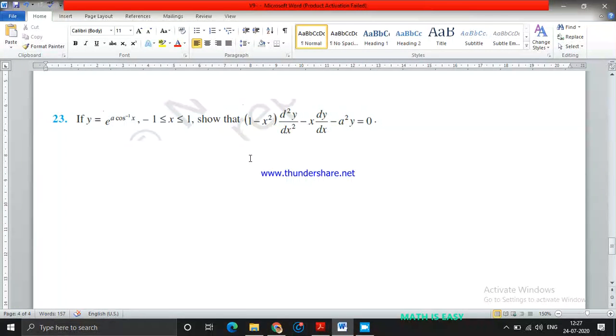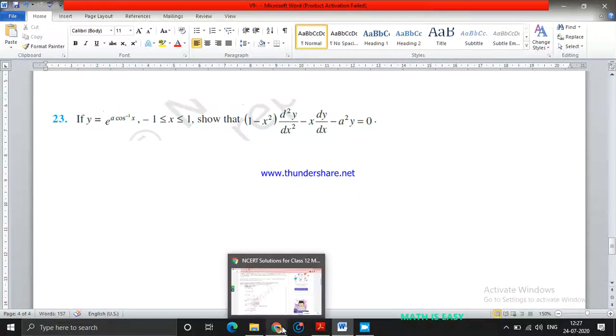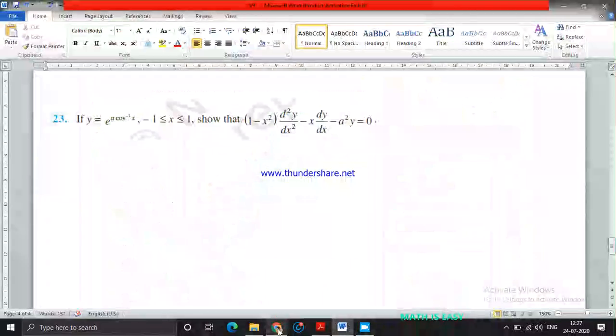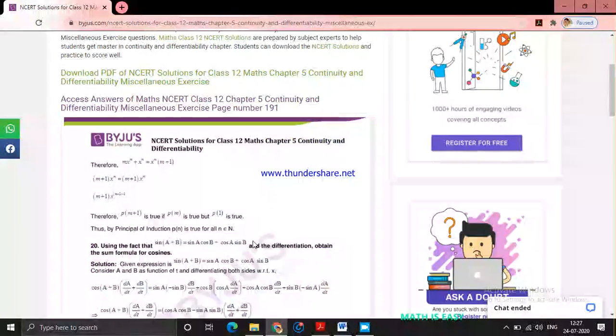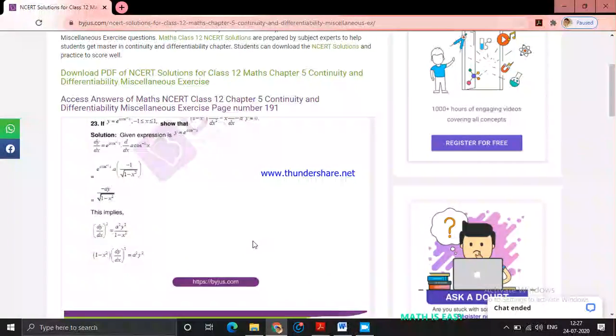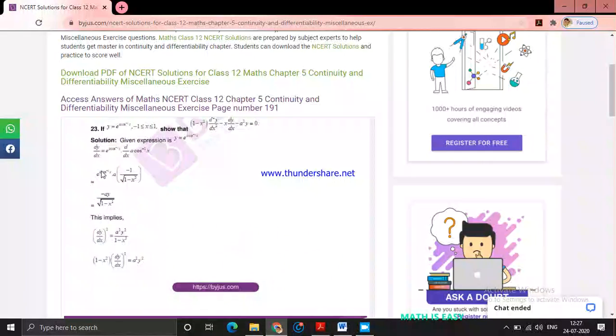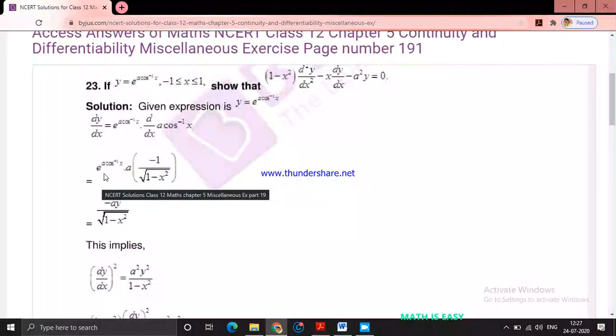I have one more question, you can try thinking. E power theta, derivative of e power theta is e power theta into derivative of theta. Derivative of theta means derivative of a into cos inverse x. I'll show you, I think this is question number 23, right? Here. So here e power theta into derivative of cos inverse x.